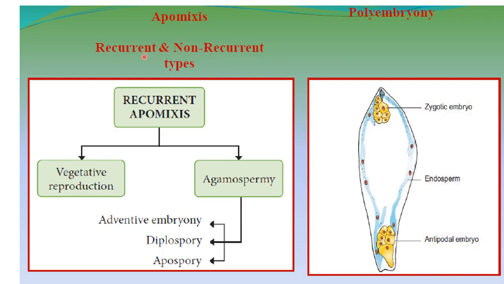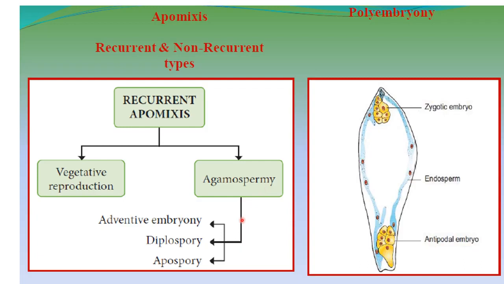In recurrent apomixis, as we are seeing here, it is classified into two types. Vegetative reproduction, that is, if any part of the plant propagates into a new plant other than through seeds, without the involvement of seeds, it is called vegetative reproduction. And then agamospermy. In this process, embryos are formed eliminating meiosis. Totally, meiosis and syngamy are not found, which is the normal process found in fertilization.